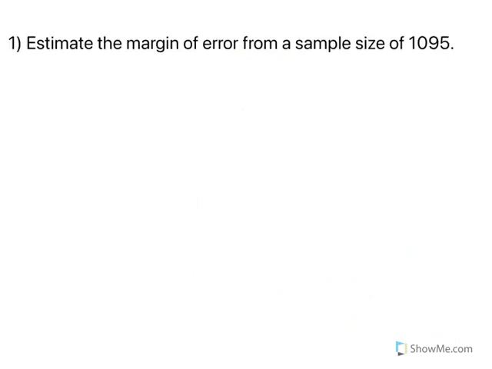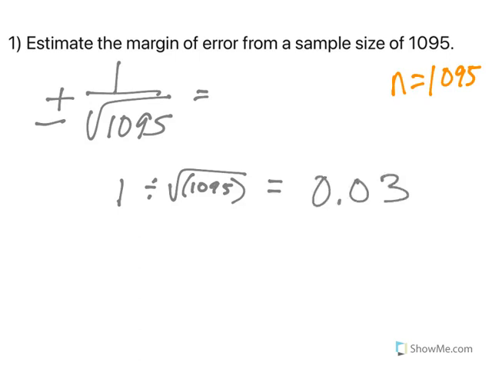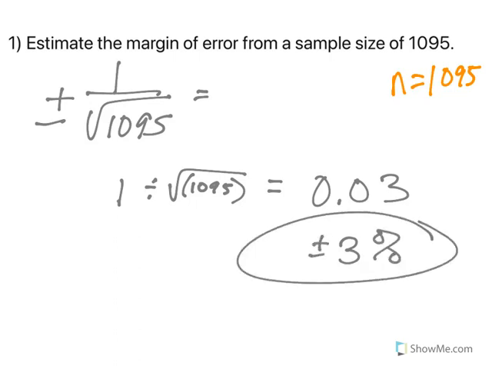So let's look at this. Let's estimate the margin of error from a sample size of 1095. So n is 1095. The margin of error is going to be plus or minus 1 over the square root of 1095. Well, what is the square root of 1095? I don't know, but you can type it into your calculator. Depending on your calculator, you can type in 1 divided by the square root of 1095, close your parentheses, and it's going to spit out 0.03. As a percent, that is 3%. So our margin of error is plus or minus 3%.